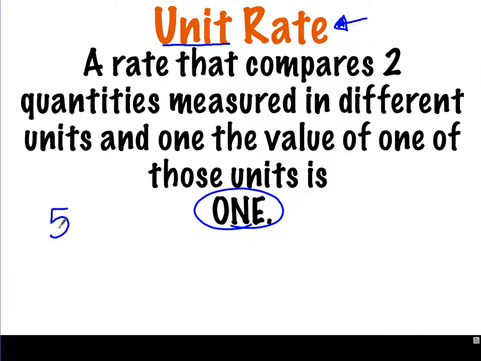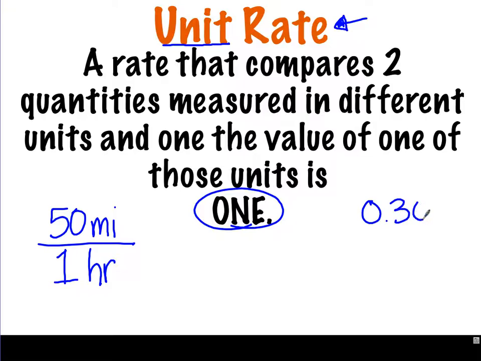So we could say like 50 miles per 1 hour. So yes, you could say that this is a rate, but more specifically, it is a unit rate. Okay, or we can say, 30 cents per pound. So we don't even have to put the 1 in there because pound is singular, so it implies 1.